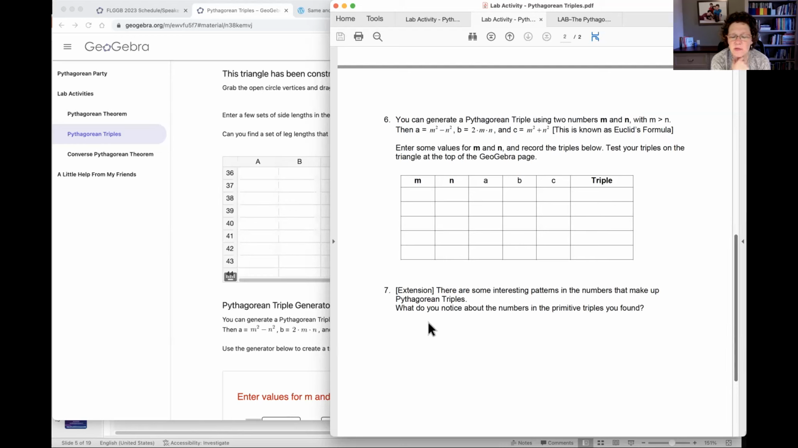This extension is written in a very general way, but there are some very interesting patterns in the numbers that make up Pythagorean triples. What do you notice? I didn't say anything else, but they can look at odds and evens. They can look at factors of the triples. There's some really interesting number theory around that.